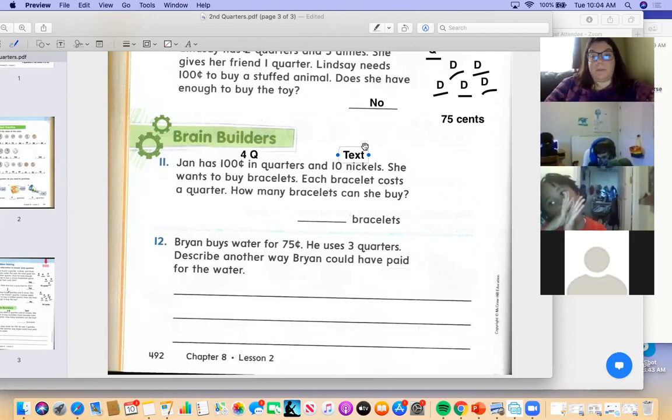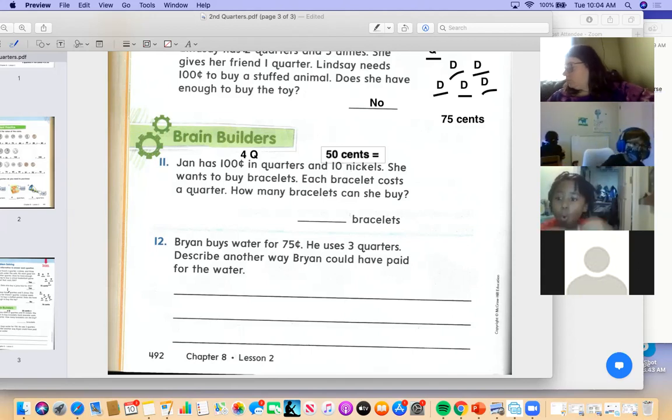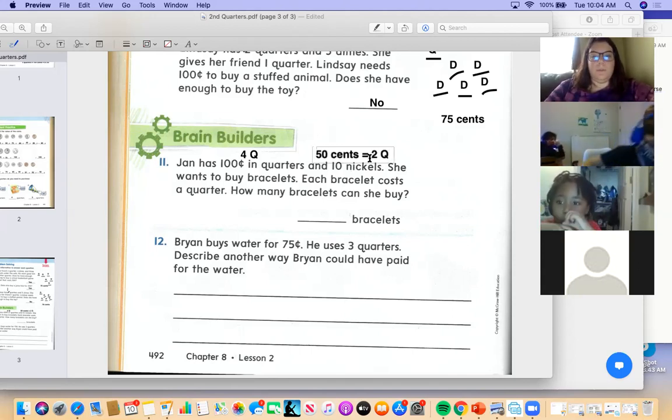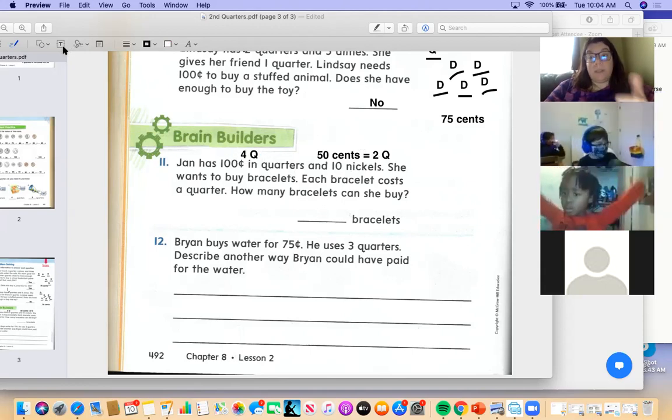which would be how many quarters? How many quarters is 50 cents? Two quarters. So each bracelet costs a quarter, so she's got four plus two quarters. She's got six quarters, so she can get six bracelets. Let me see how we did that.